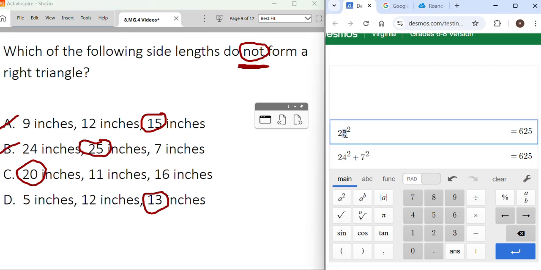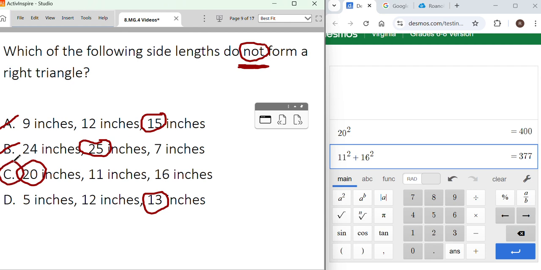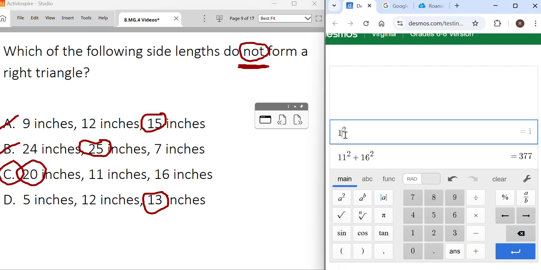Let's do this again. We're going to try 20 squared, which is the longest. Then we're going to try 11 squared and 16 squared. They do not equal, so these would not form a right triangle, so that's what we're looking for. But let's go ahead and try the last one just to make certain.